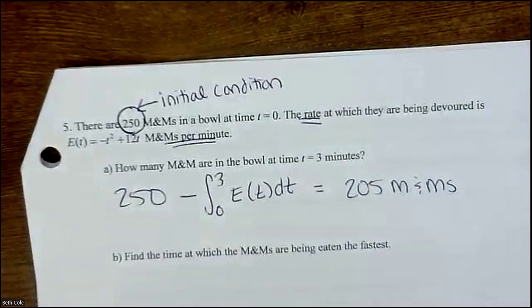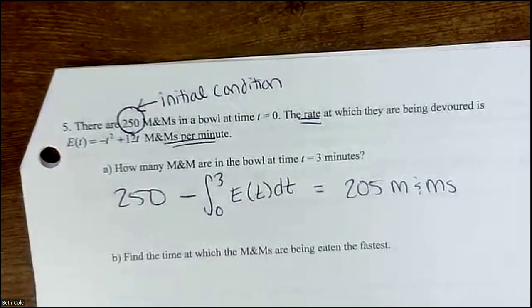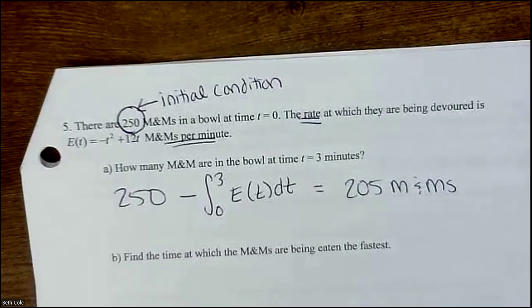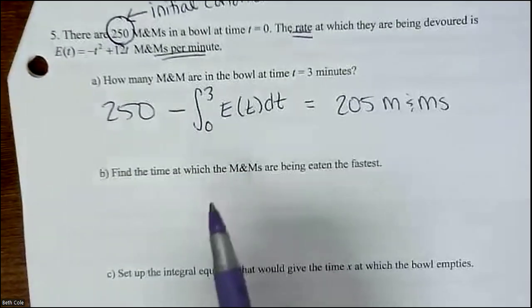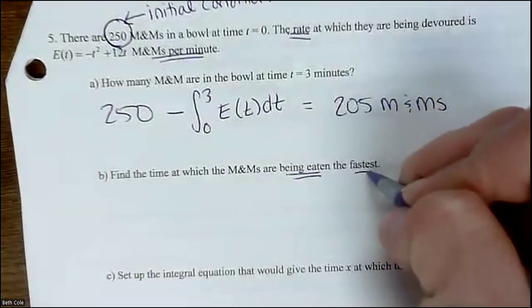Now, does that answer make sense? Yes. What is an answer that would not make sense? Yeah, like more than 250. How would more of them have gotten in there if you were eating them? Or a negative answer. Okay. 205 M&Ms.